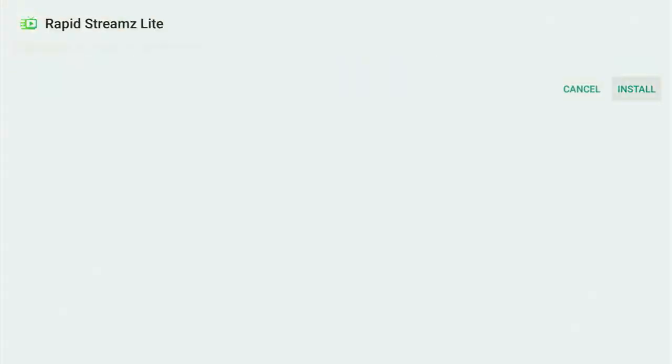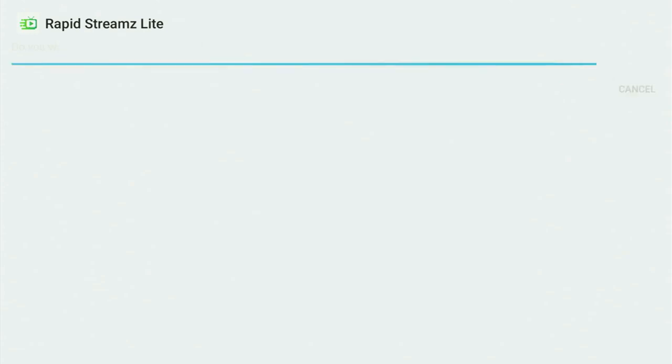And now the app was downloaded. The next step is you have to install it to your Firestick. So just click on install and wait for the app to get installed on your Fire TV Stick. And after the app was installed, don't click on open yet.